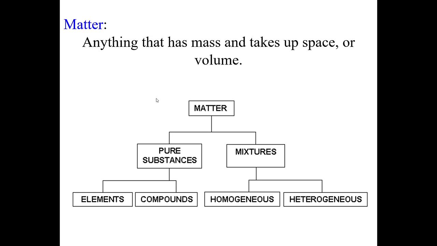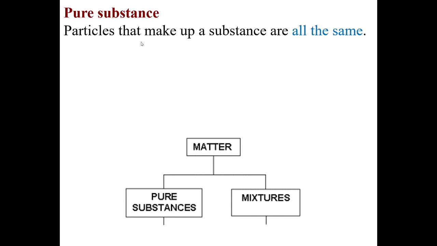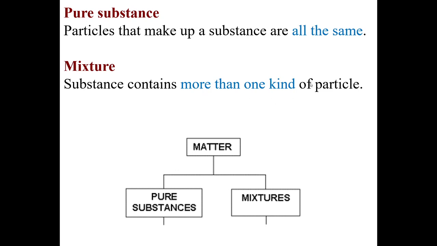So everything around you. We've kind of talked about this already, so I'm going to zip through it here. You got your various things underneath matter in different spots. So we've got pure substances and we've got mixtures. Pure substances are particles that make up a substance. They're all the same. So you could have a bucket of gold atoms, or you could have a bucket of salt, and those are both pure substances. Whereas a mixture is a substance that contains more than one kind of particle.